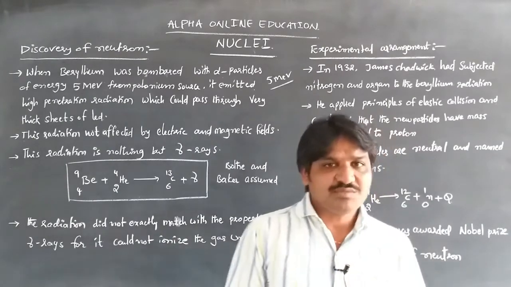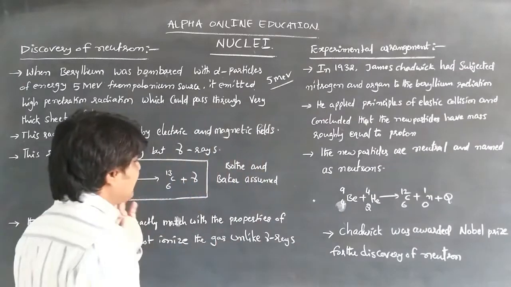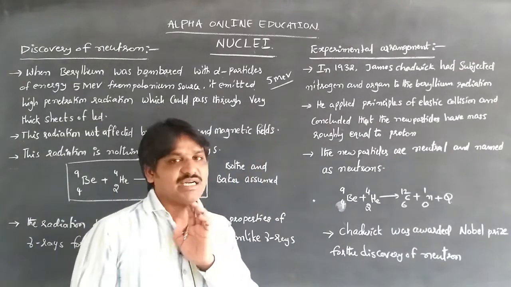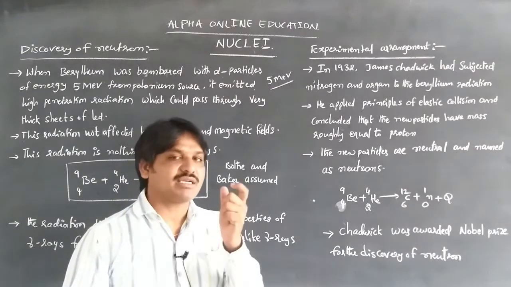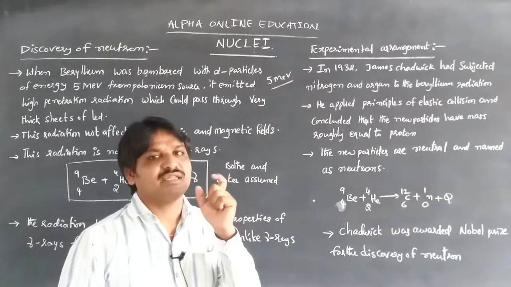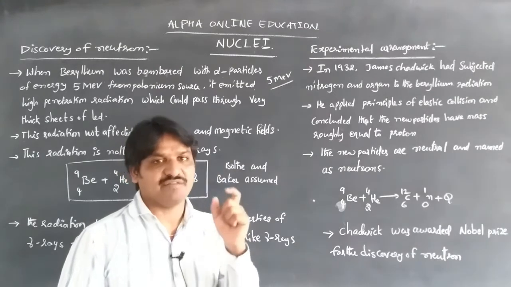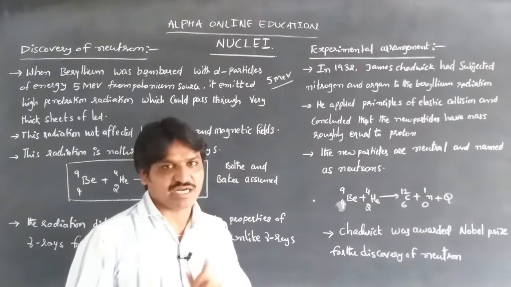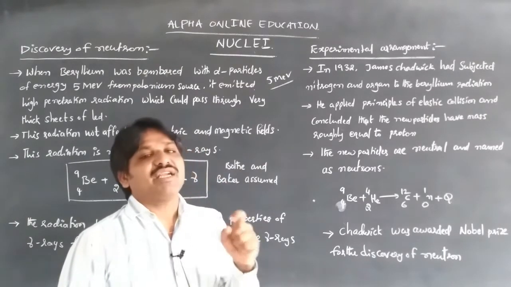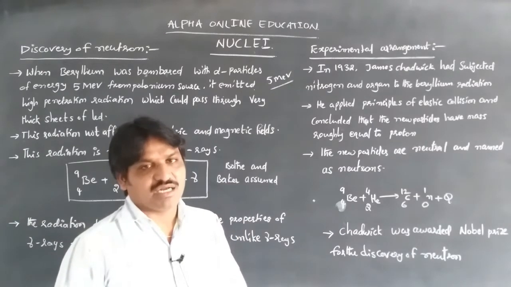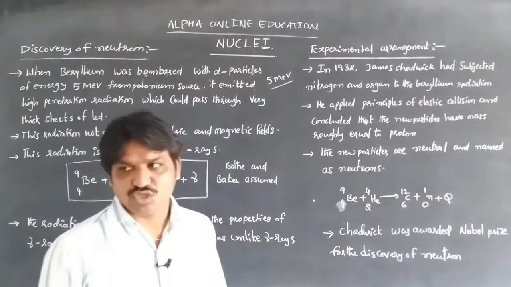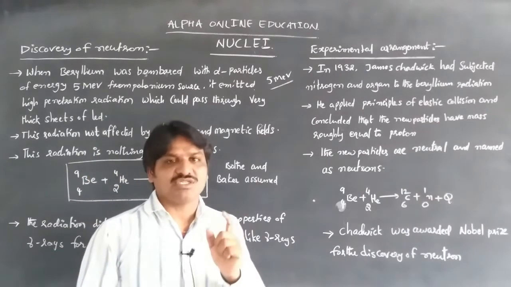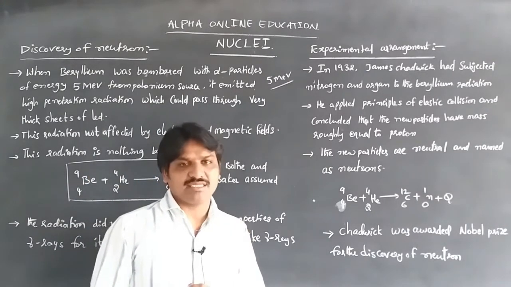After that, James Chadwick gave an experimental arrangement showing that a new kind of particles is emitted from beryllium. Whenever the beryllium source is bombarded with alpha particles of energy 5 mega electron volts, new kinds of particles are emitted. Those particles have neutral charge, so they were named neutrons.